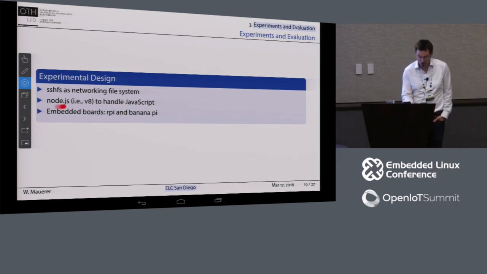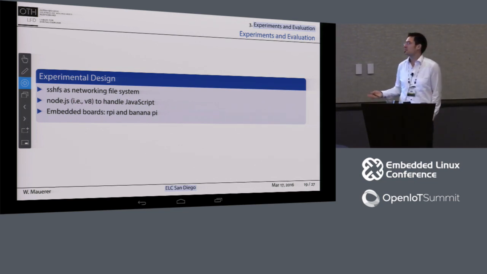So we're using Node.js to handle all the JavaScript, which is basically Google V8 plus some libraries. And we ran the tests that I'm presenting on Raspberry Pis and Banana Pis.